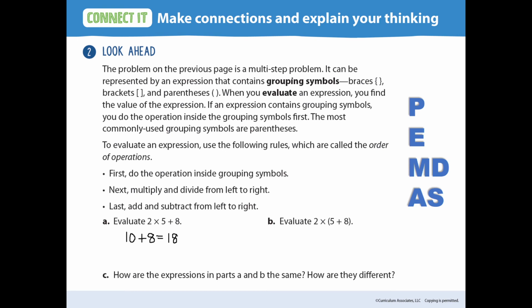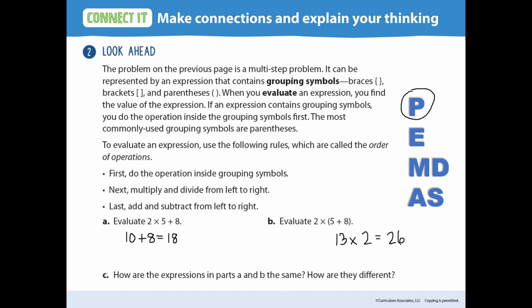Now looking at letter B, evaluate 2 times the quantity 5 plus 8, which is in parentheses. Because 5 plus 8 is now in parentheses, we do that first, because in our order of operations, parentheses always come first. So 5 plus 8 is 13. And then we're going to multiply that by 2 to get 26. Now notice we got two different answers. So it's very important that you pay attention to the order of operations.